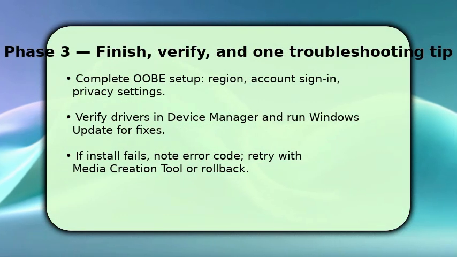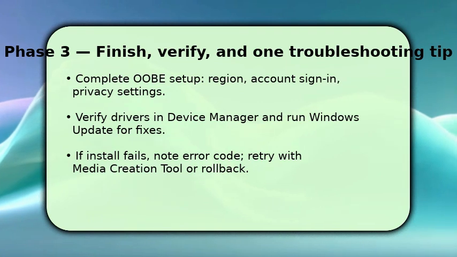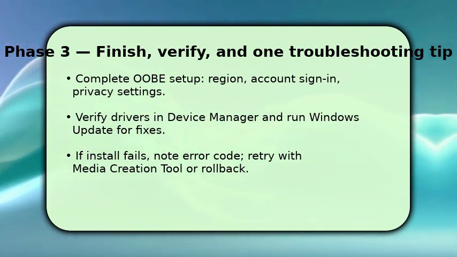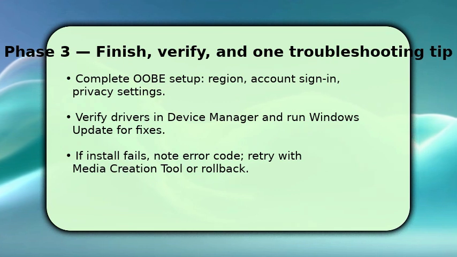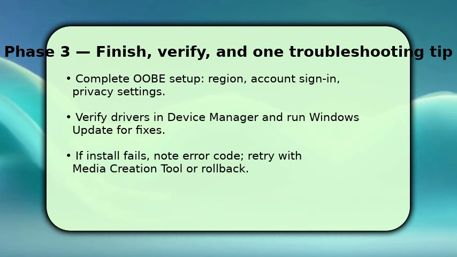After the final restart, complete the out-of-box experience. Set region, sign into your Microsoft or local account, and configure privacy choices. This finalizes your profile and settings. Once on the desktop, open Device Manager and Windows Update to install the latest drivers and patches. This prevents stability problems. If something goes wrong, write down any error code shown.